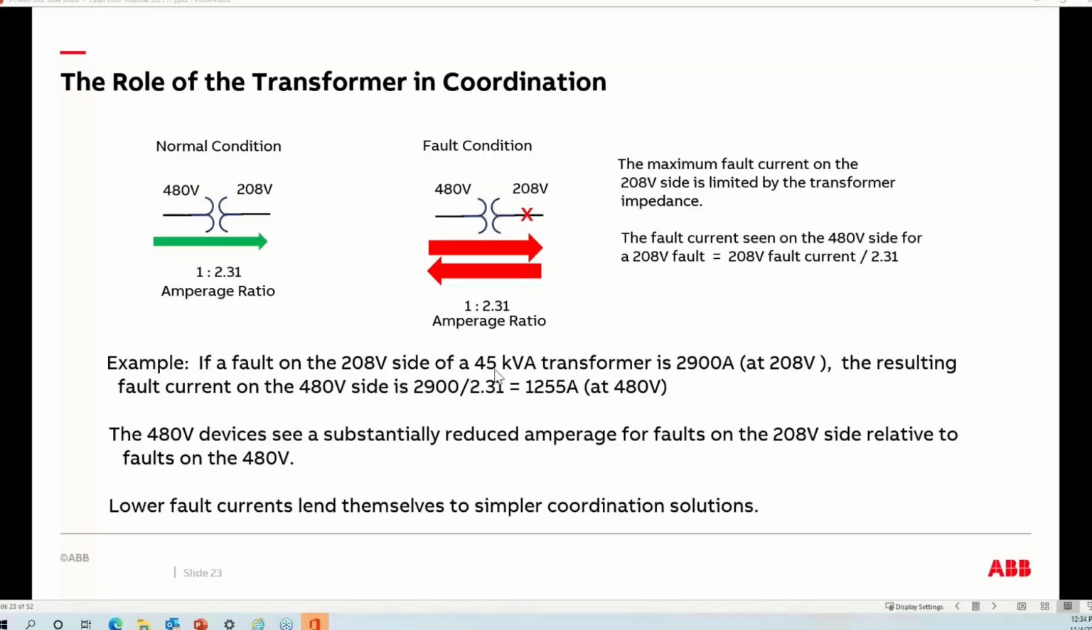So just as a quick example, say this were a 45 kVA transformer, say 2900 amps of available fault current, just considering the let-through current. I'm not going to consider any motors in this basic discussion. So 2900 at the 208 side, that's going to be 1255 on 480 volt. So obviously the 480 volt side is going to see a substantially reduced amperage relative to the 208 volt side. And the upshot is, lower fault currents lend themselves to simpler coordination solutions.